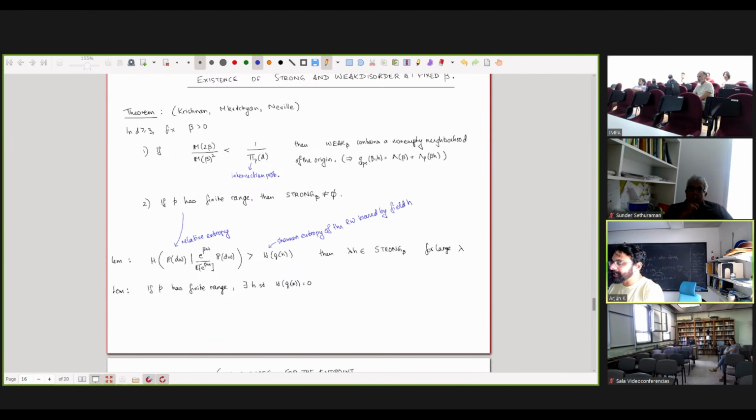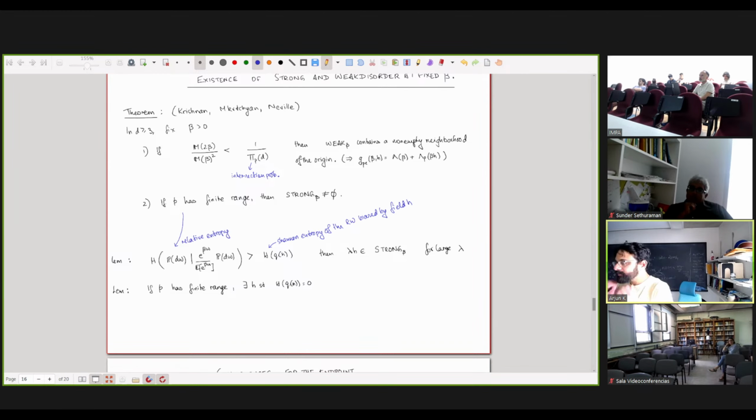We don't know if this entropy condition holds in general, but if P has finite range, then this entropy condition holds, and we can show there exists H such that this HQ is equal to 0, and this relative entropy is always positive. So we know there exists H for which strong beta is non-empty.